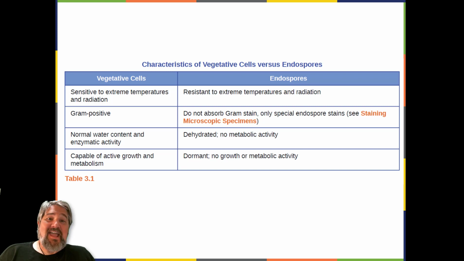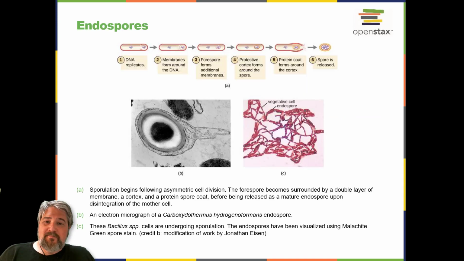They are not stained readily with the Gram stain. You have to use a special endospore stain. They are dehydrated with no metabolic activity, and they are dormant. No growth or metabolic activity is occurring. The process by which vegetative cells transform into endospores is called sporulation, and it generally begins when nutrients become depleted or environmental conditions become otherwise unfavorable.